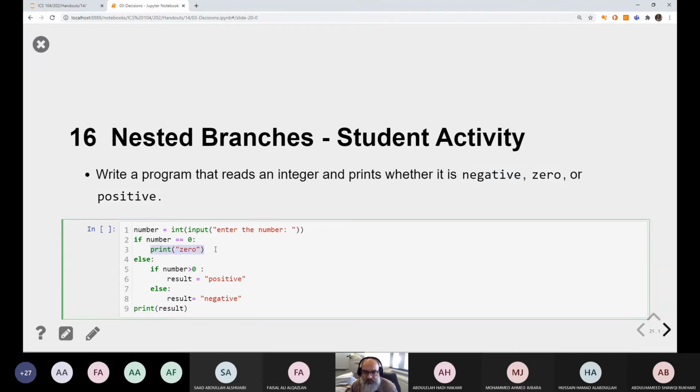I would have done the same thing with 0, which is basically saying the result is 0. Result is equal to 0, else result is equal to positive, else result is equal to negative, and then we say print result. Or let's say print, the number is, plus result. That's how I would have done it.